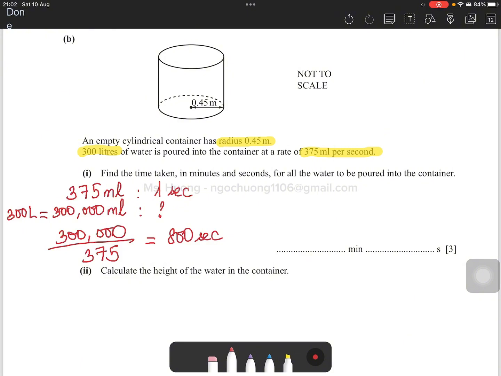And now we convert 800 seconds to minutes and seconds. You know that 800 seconds divided by 60 seconds, because 1 minute has 60 seconds, is equal to 13 remainder 20. So this means there are 13 minutes and 20 seconds.